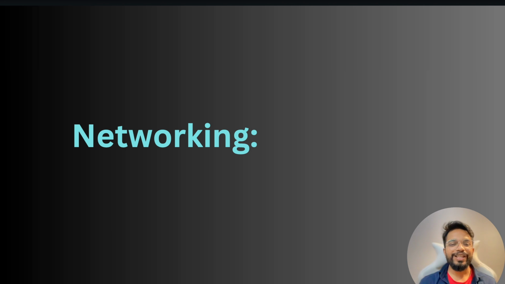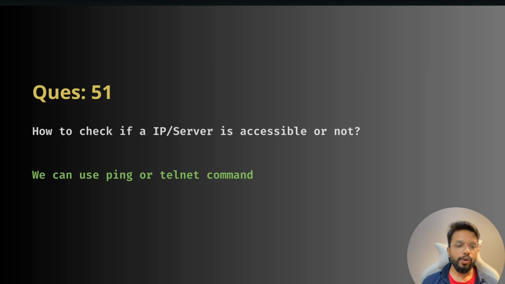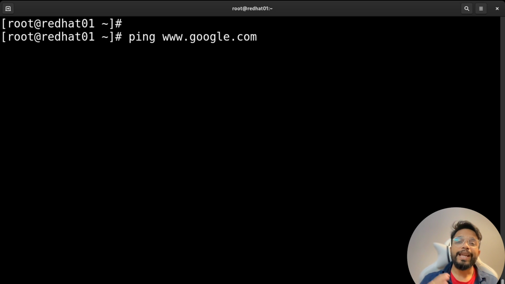Some questions related to basic networking. Let's cover how to check if an IP or server is accessible or not. If from your server you are trying to access another server, how can you check whether that IP or server is accessible? You can use the ping or telnet command. For example, to check if you can access google.com from your server, which is also a way to check internet connectivity, you can just use ping and the host name or the IP.